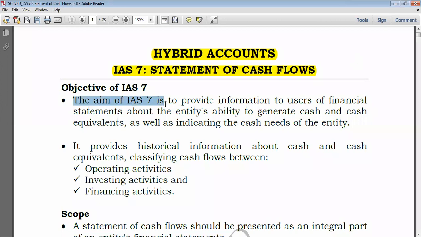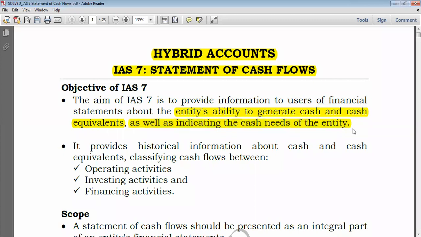And that's why the aim of IAS 7 is to provide information to users of financial statements about the entity's ability to generate cash and cash equivalents. We'll take a look later on the meaning of cash as well as on the meaning of cash equivalent. Don't worry about that at all. As well as indicating the cash needs of the entity.